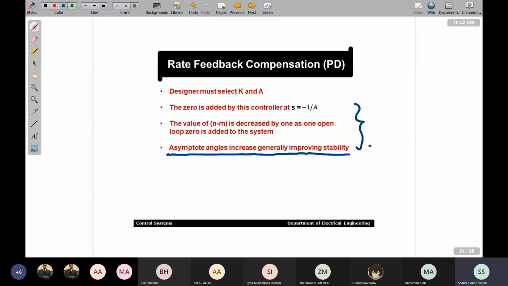एसिम्प्टोटिक एंगल का क्या फार्मूला होता है? बेटा जवाब तो फौरन दे देना। एंगल मेड बाय पोल्स माइनस एंगल मेड बाय जीरोज प्लस 180 डिवाइडेड बाय n माइनस m। बिल्कुल ठीक, डिवाइडेड बाय n माइनस m। अगर डिनोमिनेटर में n माइनस m जो है वो डिक्रीज कर रहा है तो इस बात का मतलब ये है कि आपका एसिम्प्टोटिक एंगल जो है वो इंक्रीज कर रहा होगा, ठीक है ना? यस सर। जब एसिम्प्टोटिक एंगल इंक्रीज करेगा तो उससे जनरली हम कह रहे हैं कि स्टेबिलिटी बढ़ती है। उसकी वजह क्या है?